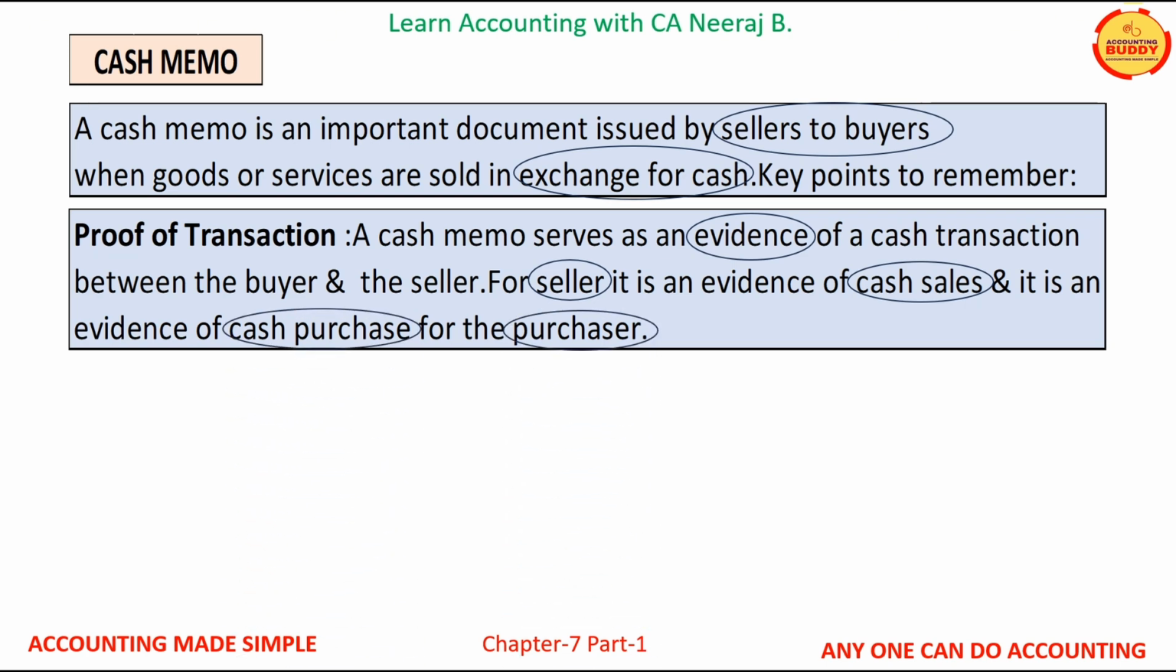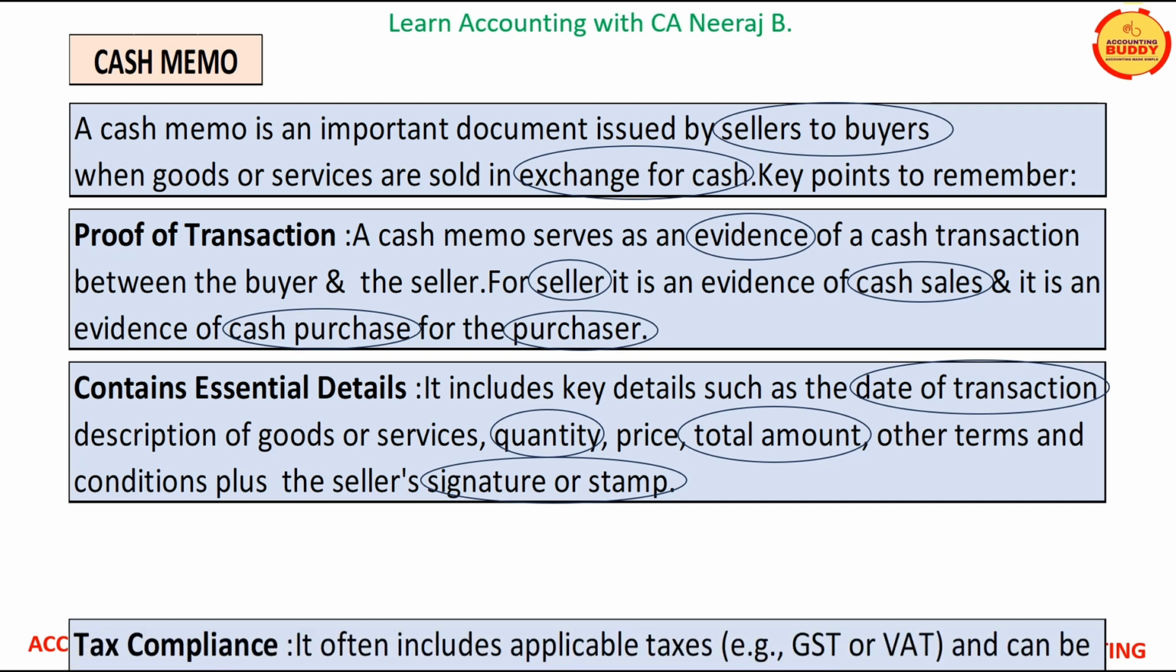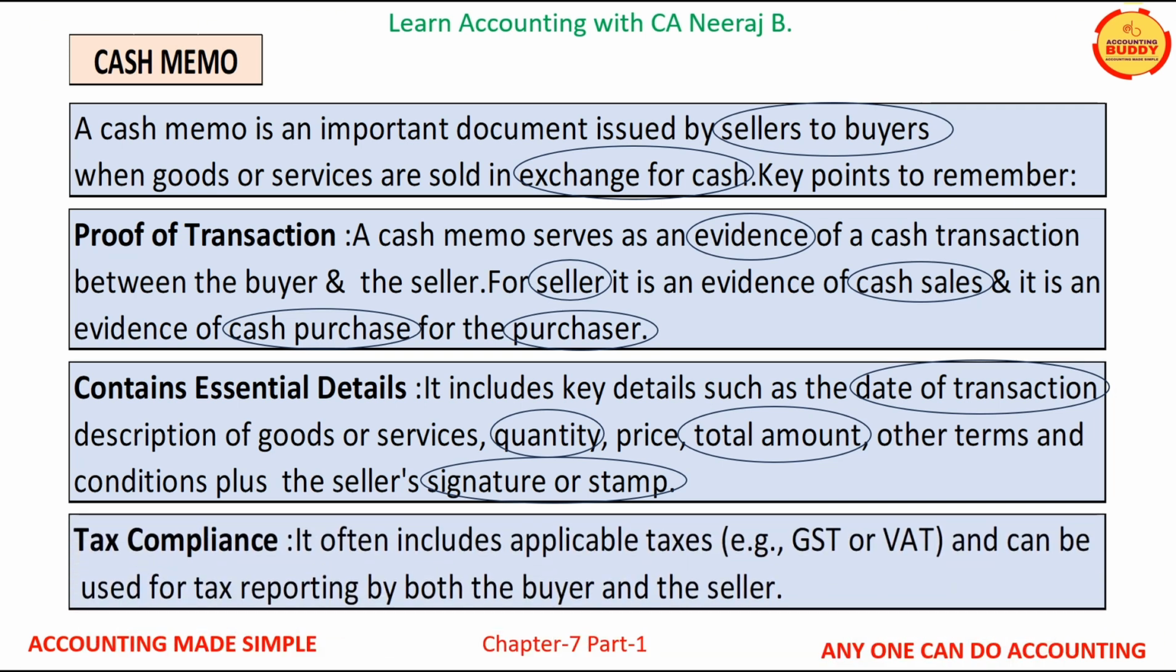Cash memo contains essential details of the business transaction. It includes key details such as the date of the transaction, description of the goods or services, quantity, price, and total amount, and other terms and conditions, plus seller's signature or the stamp. Cash memo supports tax compliance. It often includes applicable taxes such as GST or VAT and can be used for tax reporting by both buyer and the seller.